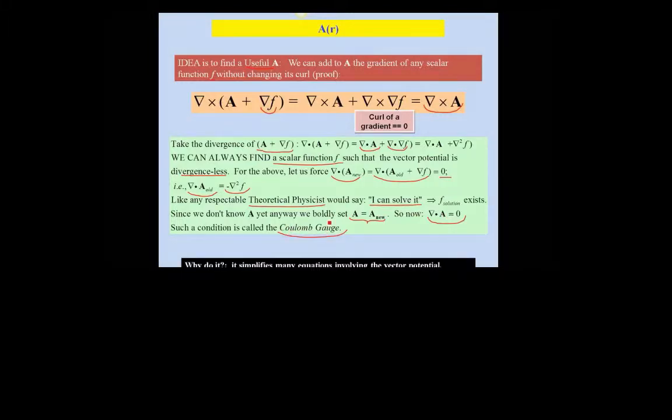Since we don't know A anyway, we'll boldly set A equal to this A new. Now we have the condition that we wanted for this. This is the A new, that we have the divergence of that equaling 0, which is protecting us as before. When you set this new A equal to the one that has the 0 divergence, you call this the Coulomb gauge. Why do we do this? Well, it simplifies many equations involving the vector potential. Using the Coulomb gauge is just a simplification.